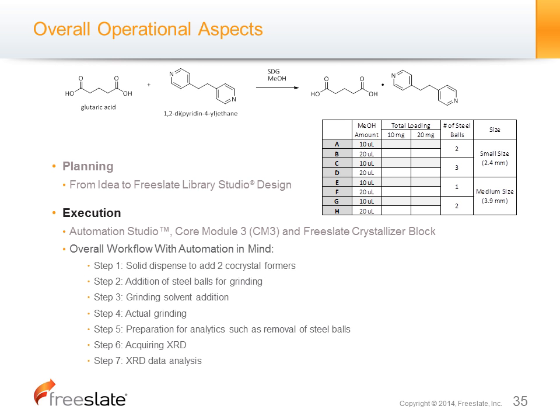So in terms of overall workflow here, I'm going to go through each step individually, but here is the overview of all the workflow we did. We have to dispense the 2 co-crystal formers, and we're going to add the steel balls, and then we're going to add the grinding solvent, and then we'll do the grinding, and then we have to prepare for the analyticals, and then we actually acquire the XRD in this case, and then we do the data analysis.